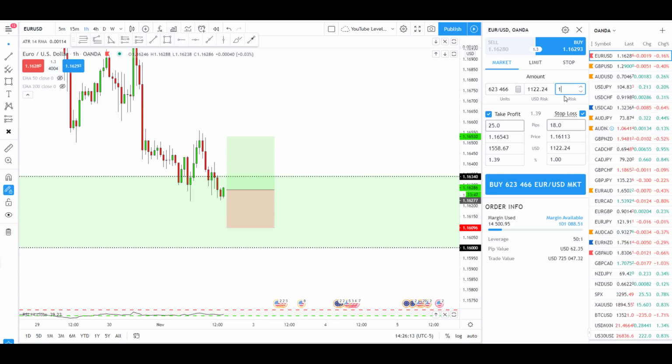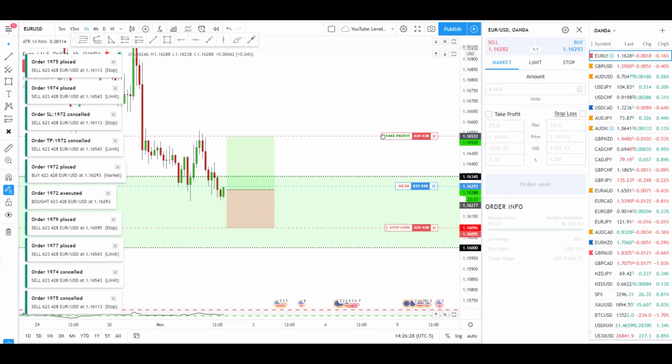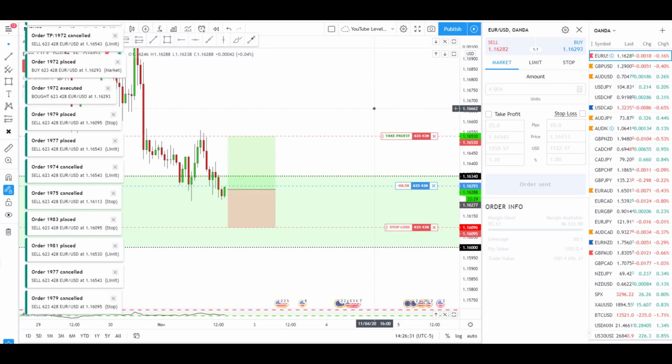For my risk, I'm going to be risking 1% on this trade. And now we're ready to go ahead and click the buy button. There we have it. We are set up for this opportunity, and I will keep you updated as this trade plays out. Win or lose, I'll show you the results and we'll talk more about the analysis behind it. See you in a second.